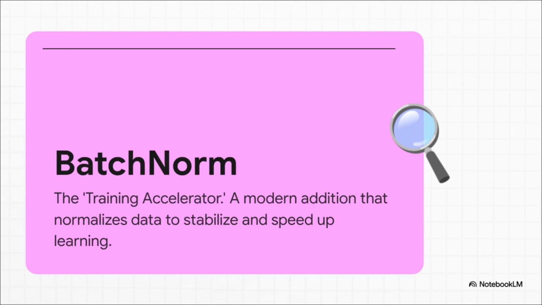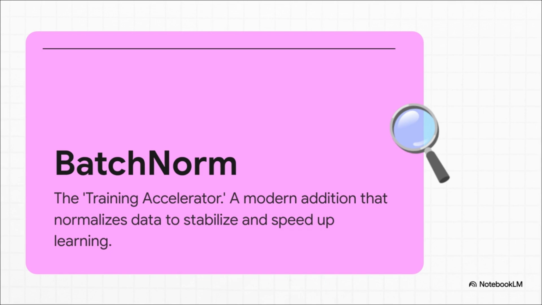And finally, there's a more modern tool that's absolutely crucial today: batch normalization, our training accelerator. Now, this wasn't in the original LeNet 5, but it's a game changer. It basically stabilizes all the data that's flowing through the network, which dramatically speeds up how fast it can learn.